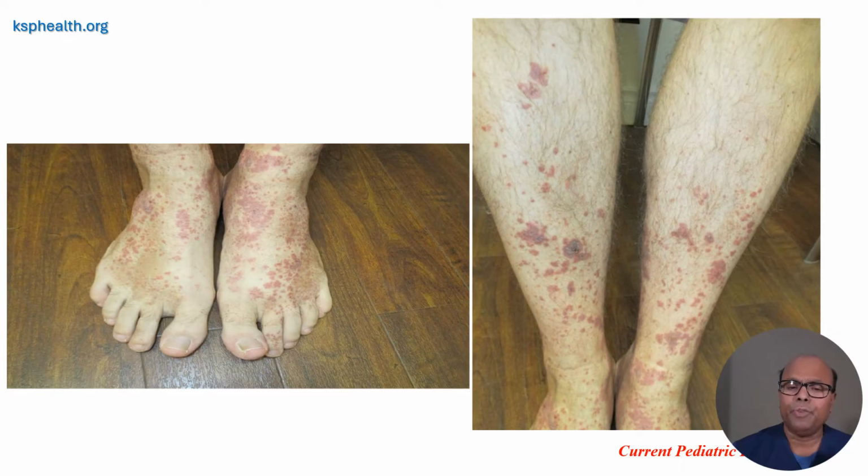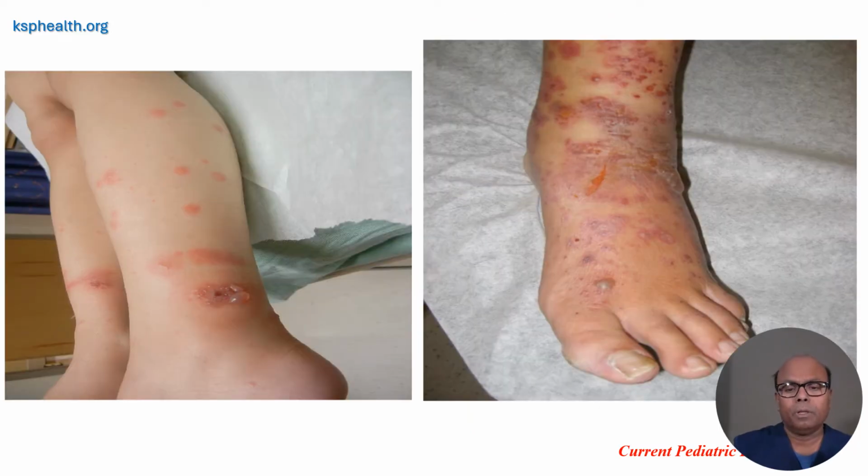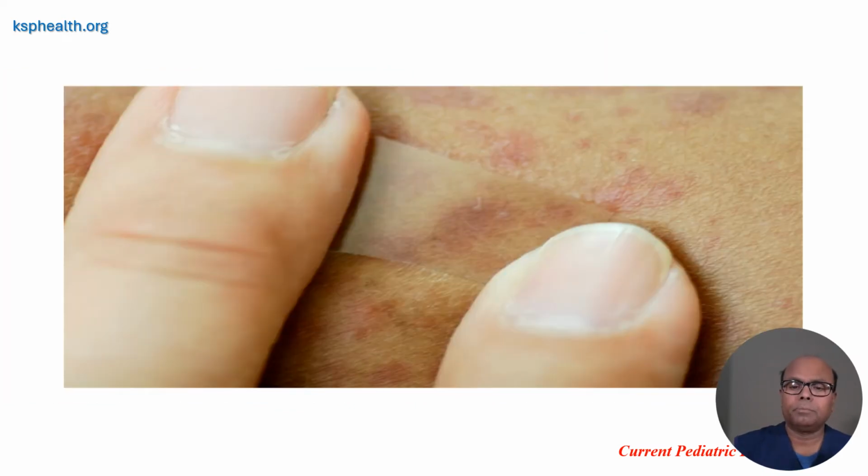The color is very typical of Henoch-Schönlein Purpura. Sometimes these purpuric lesions coalesce to form an ecchymotic appearance. And you can see the edema in the dorsum of the feet. And this rash is palpable, but it's not blanchable.